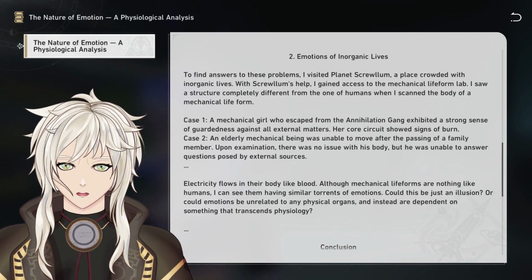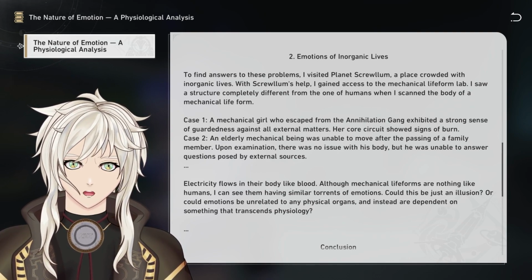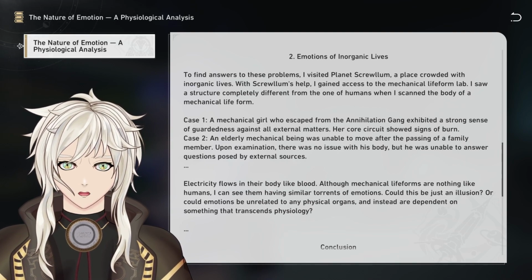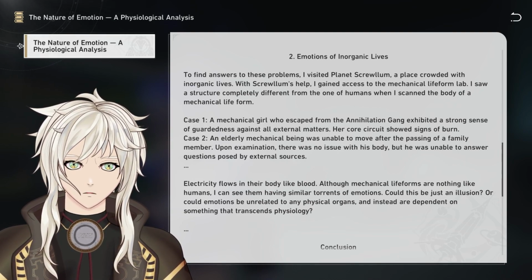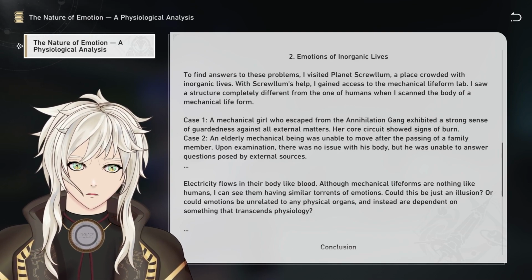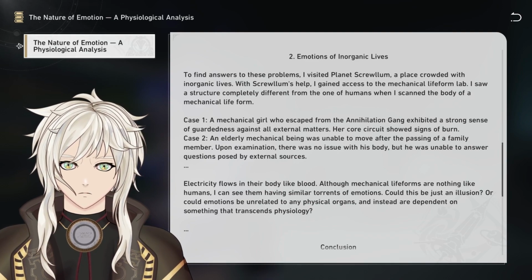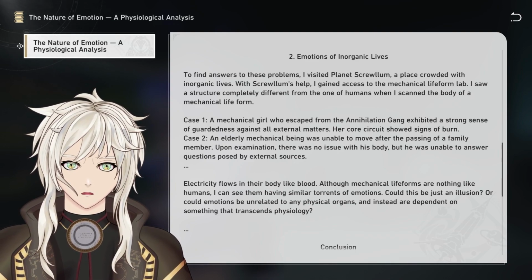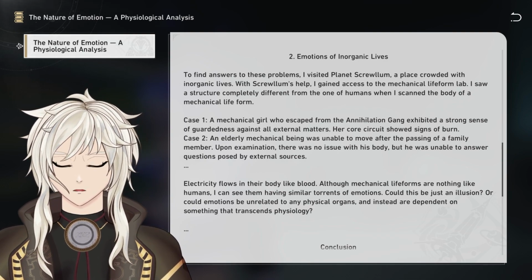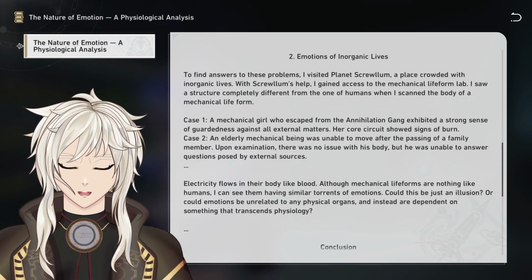Case 1. A mechanical girl who escaped from the Annihilation Gang exhibited a strong sense of guardedness against all external matters. Her core circuits showed signs of burn. Case 2. An elderly, mechanical being was unable to move after the passing of a family member. Upon examination, there was no issue with his body, but he was unable to answer questions posed by external sources. Electricity flows in their body like blood.